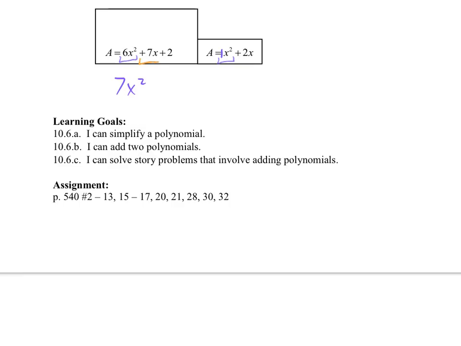And then I have positive 7x's plus 2 more of them gives me plus 9x. And then we have a plus 2 and then kind of like nothing, right? There's nothing over on the right. There's no number without an exponent or without a variable. So we just have a plus 2. And that would be our final answer.